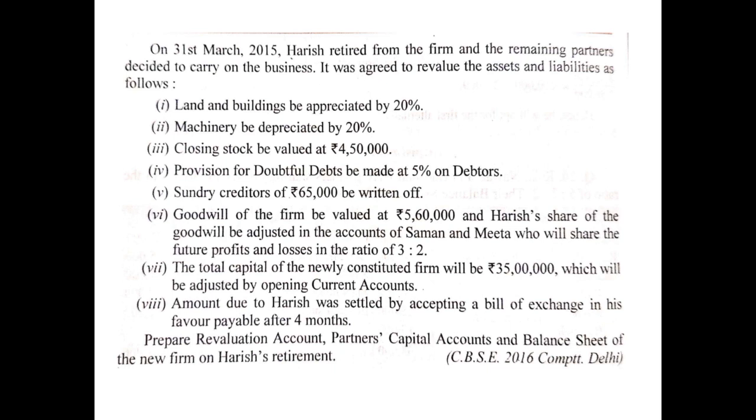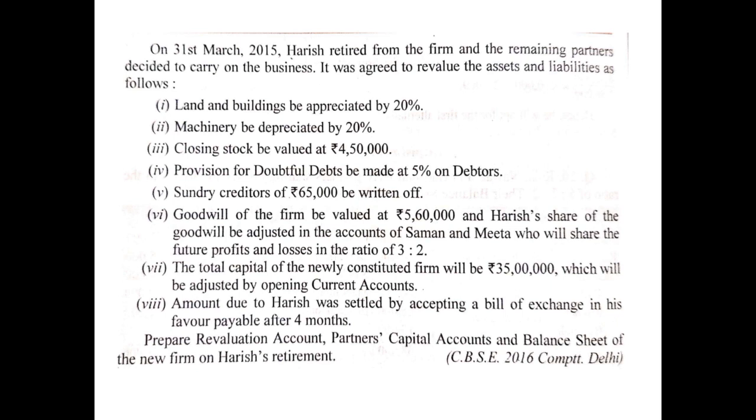Then provision for doubtful debts is to be made at 5% on debtors. There was no provision made beforehand, so now it has to be made, and therefore it will be shown on the debit side of revaluation account as provision for doubtful debts at 5% on debtors.